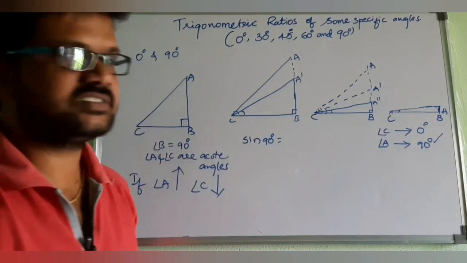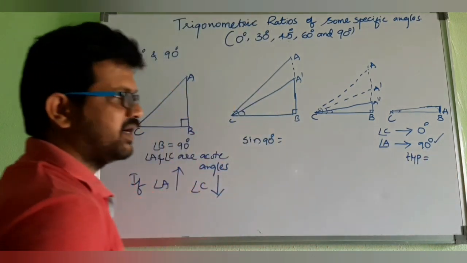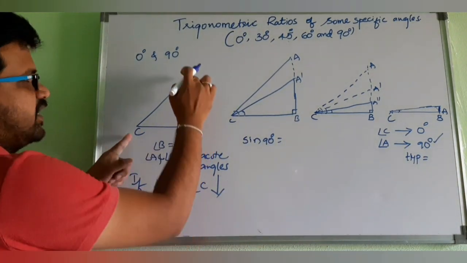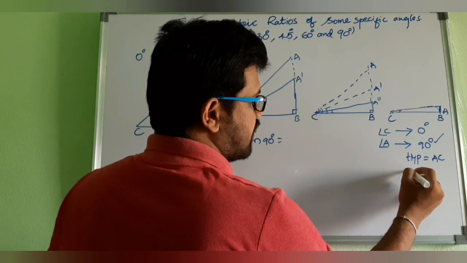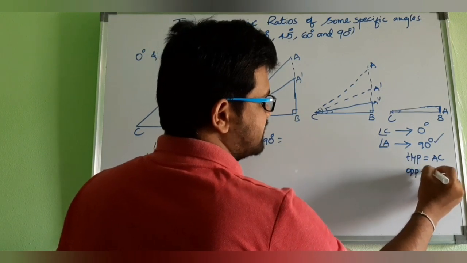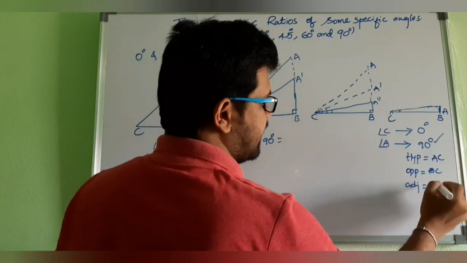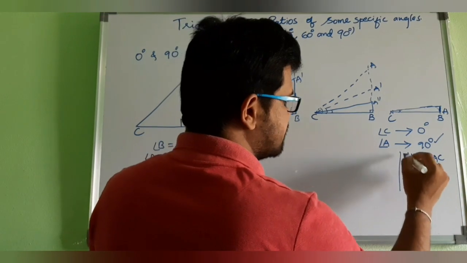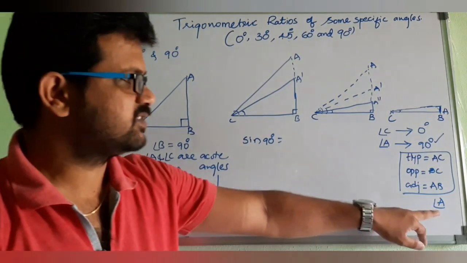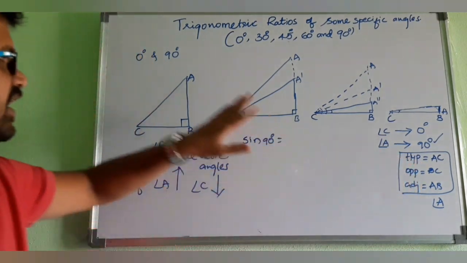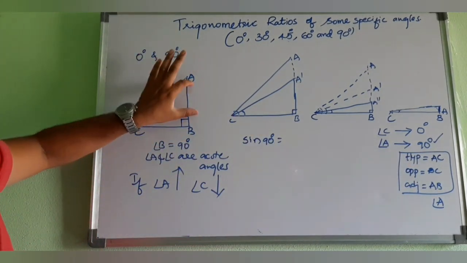Right. So what is that? Here from this you can write hypotenuse. What is the hypotenuse side here? Tell me. Here the hypotenuse is AC and opposite is BC and adjacent is AB. This is with respect to angle A. Keep in mind that with respect to angle A, the hypotenuse is AC, that is common, the opposite side is BC, and the adjacent side is AB.